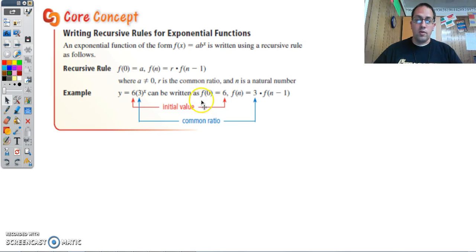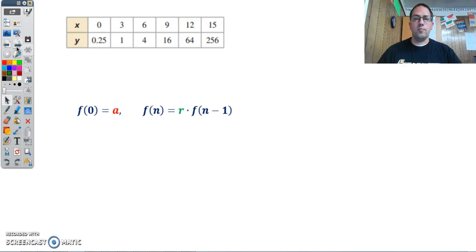Now, all the other stuff, this f of 0, f of n, f of n minus 1, that never changes. That is always going to be f of 0, f of n minus 1. All right. So let's take a look at this, see how this works. I have this one here. You've got a data table. We're going to kind of combine both of these together. We want to write this in a recursive form.